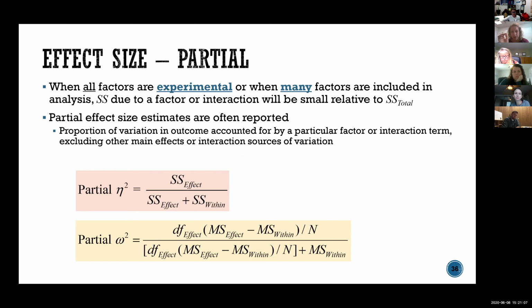We have a new thing going on here now that we're at two-way. The problem happens when you have all your eta squareds: they don't always add up. When all of your factors are experimental, meaning you've randomly assigned all your factors, sometimes our interaction is small too. So it's more appropriate to report what are called partial eta squareds. They're the proportion of the variance accounted for by a particular variable or interaction, excluding all the other effects. And that's still a fraction.